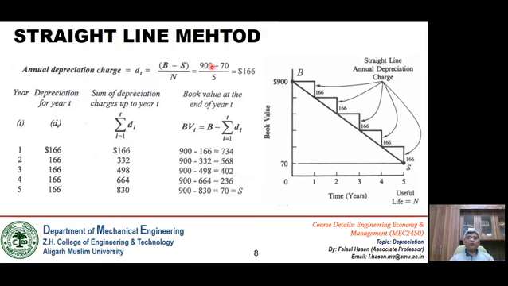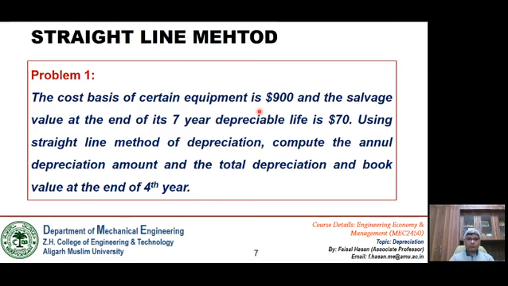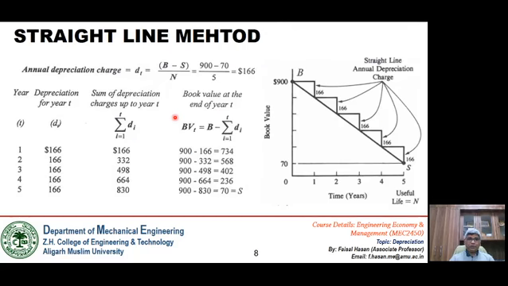So the book value is given as $900 and the salvage value is given as 70. If we subtract the two and divide by the depreciable life, instead of 7, you treat it as 5, because in the computations I have taken it to be 5. So you divide it by 5. This will be the depreciation amount each year.